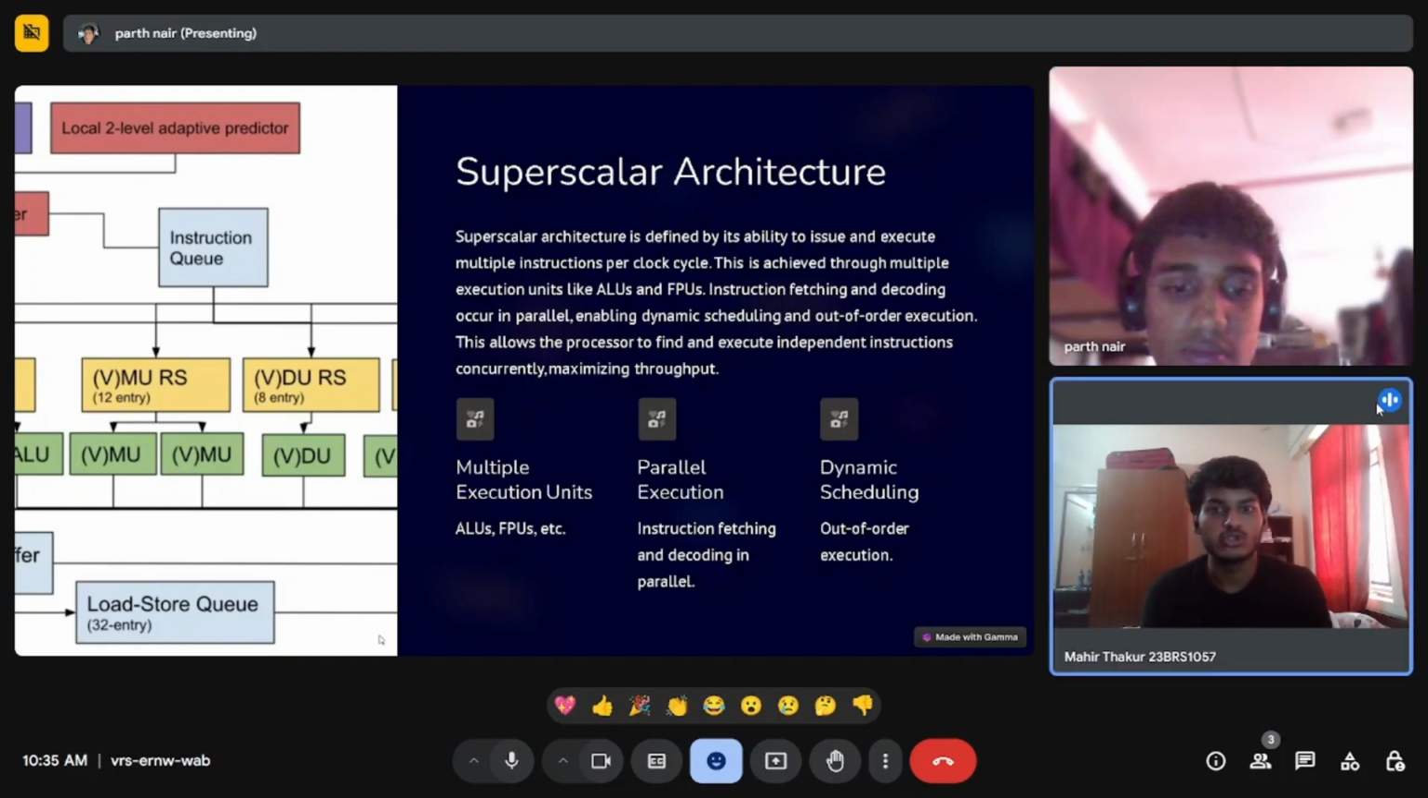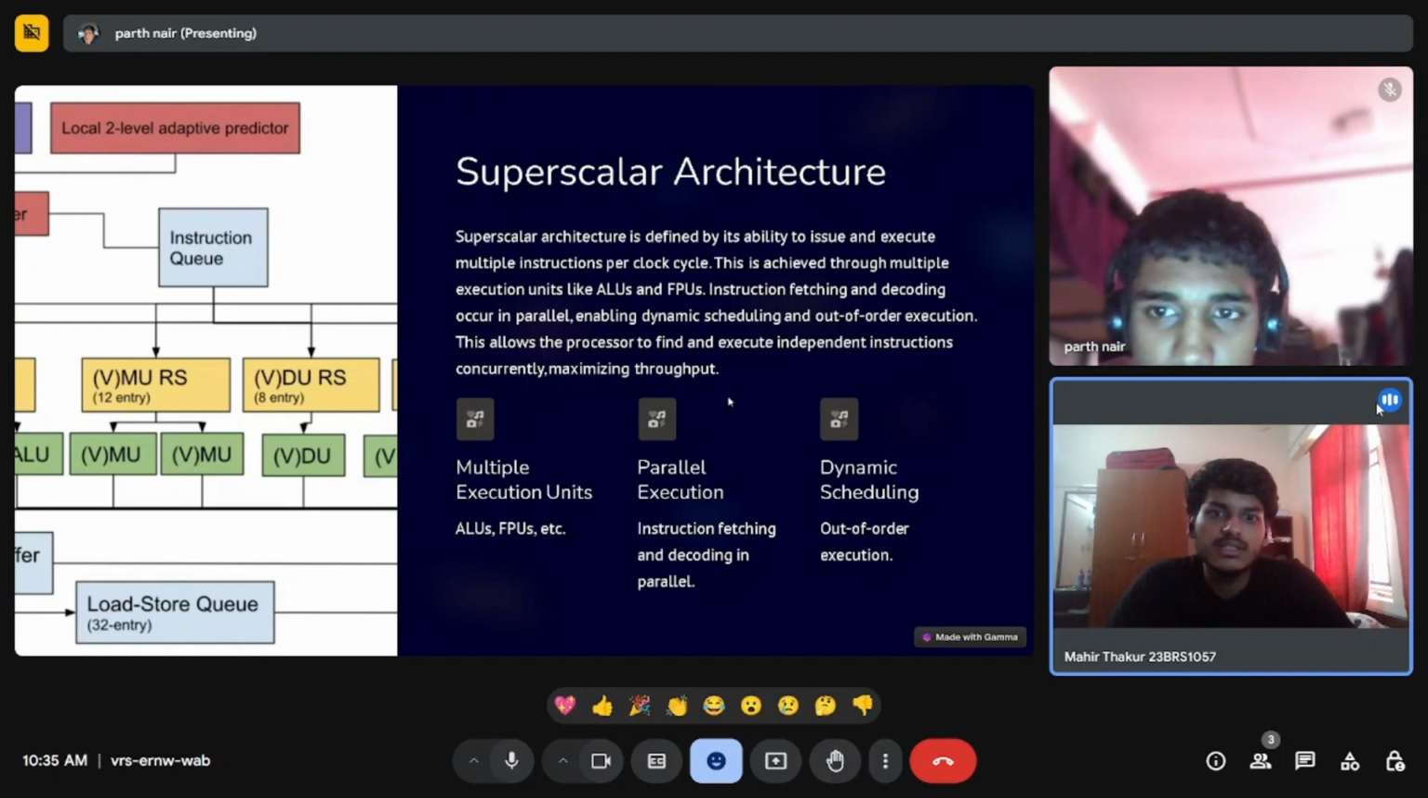Superscalar architecture is defined by its ability to issue and execute multiple instructions per clock cycle. This is achieved through multiple execution units like ALUs and FPUs. Instruction fetching and decoding occur in parallel, enabling dynamic scheduling and out of order execution. This allows the processor to find and execute independent instructions concurrently, maximizing throughput.